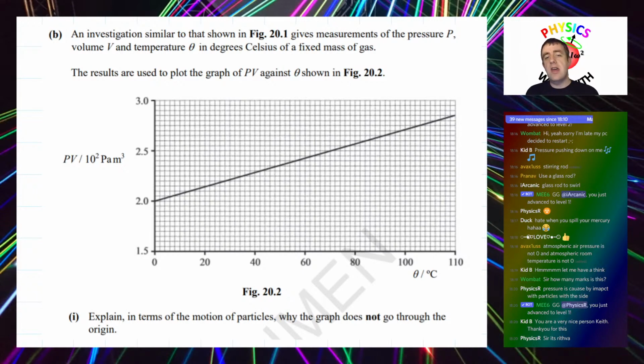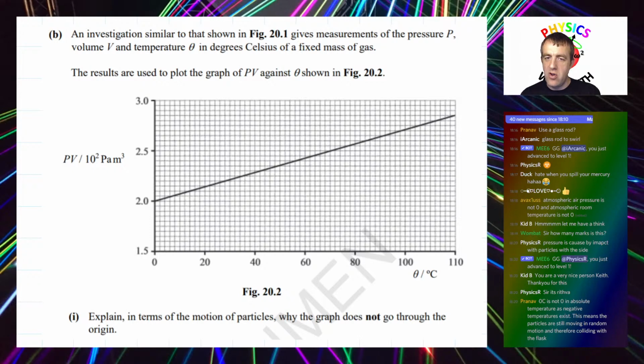But what we could say is that the particles exert a force on the walls of the container when they collide, because the walls of the container exert a force on the particles, changing their momentum. And we could go as far down that as we want to go. But I think that's probably the wrong direction, because it asks for it in terms of the motion of the particles, not in terms of their collisions.